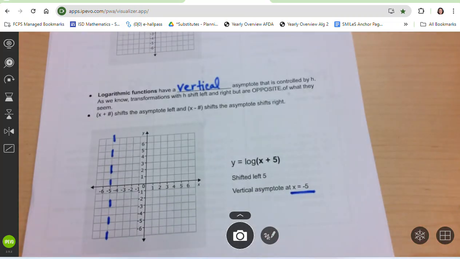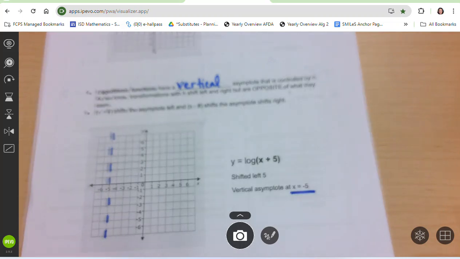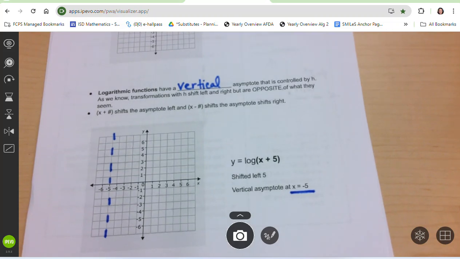Now, if you are ready ahead of everybody else, you can go back and find 2 points on your logarithm that we can shift. Can you make your asymptote? Thank you. All right, so you moved your asymptote left 5.